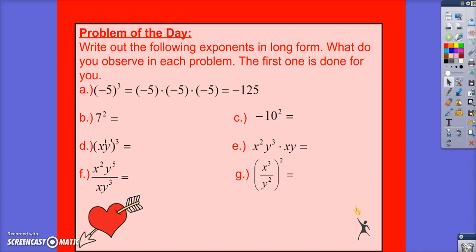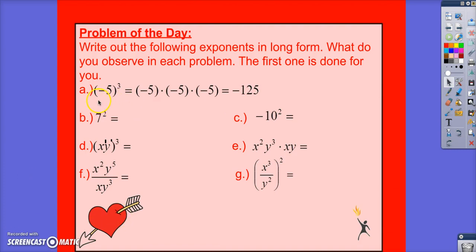All right, so let's take a look at the new lesson. Problem of the day, actually, you should have had a little bit of an idea of how to do exponents from Algebra 1. But just to refresh your memory of what you've learned last year, we're going to take a look at it. It says, write out the following exponents in log form. What do you observe in each problem? First one is done for you.